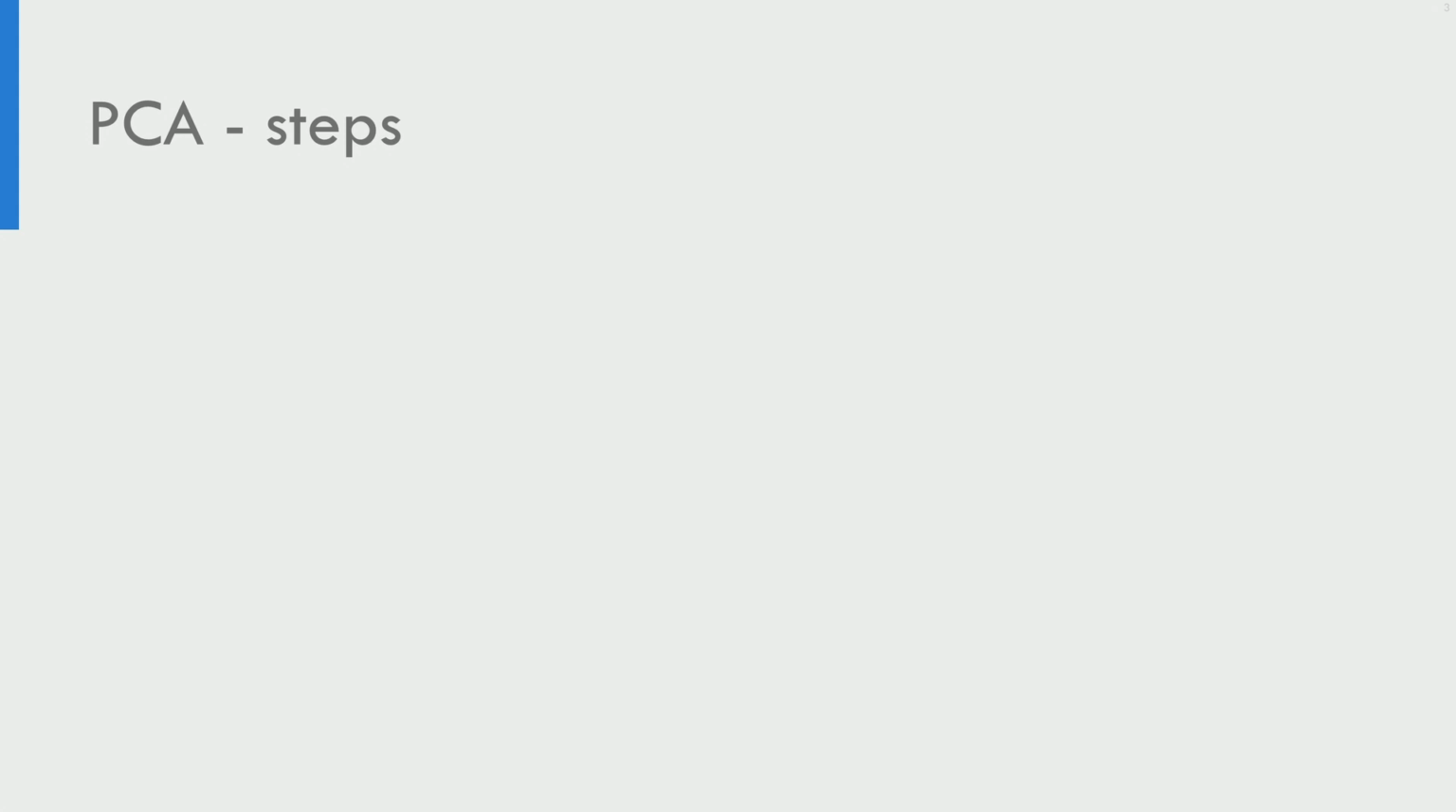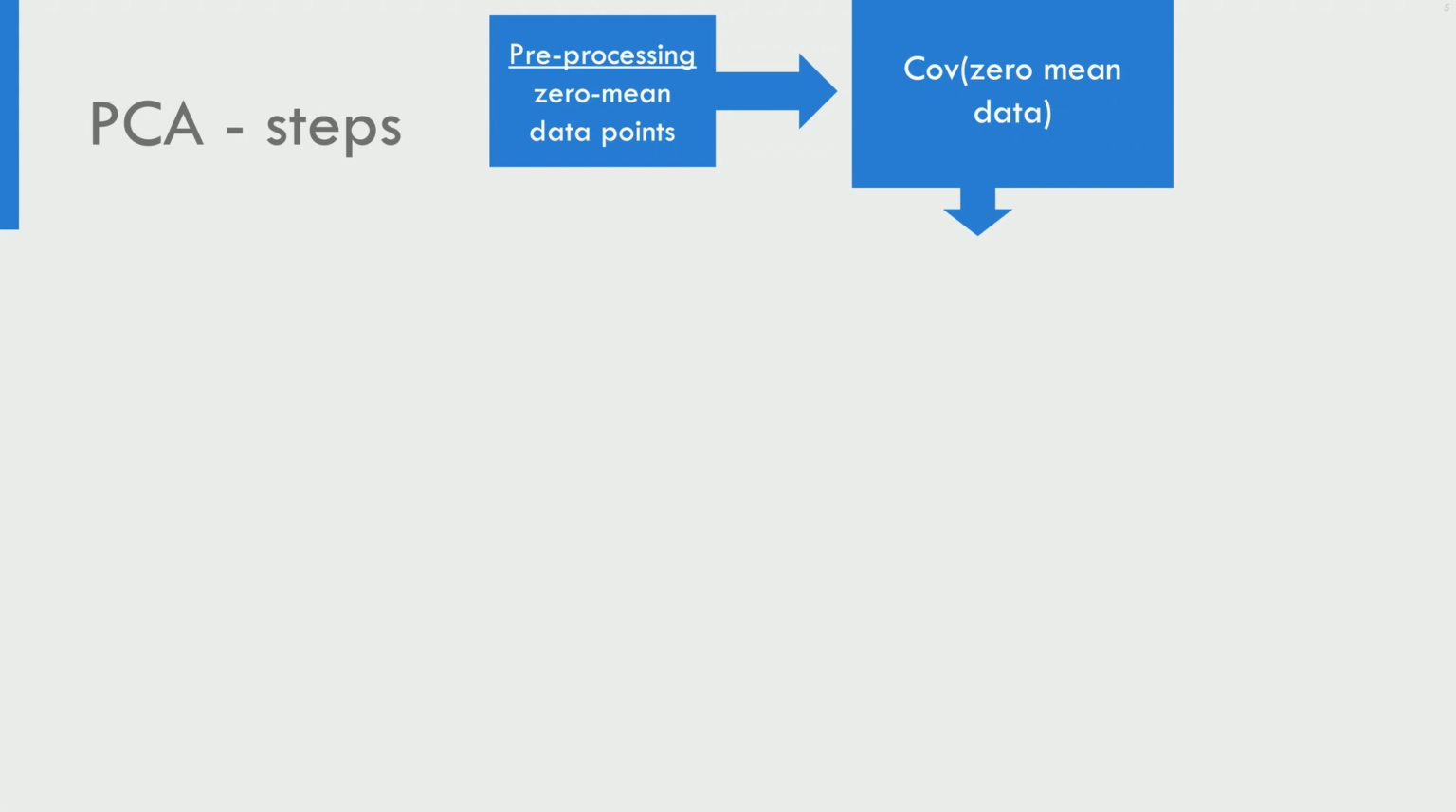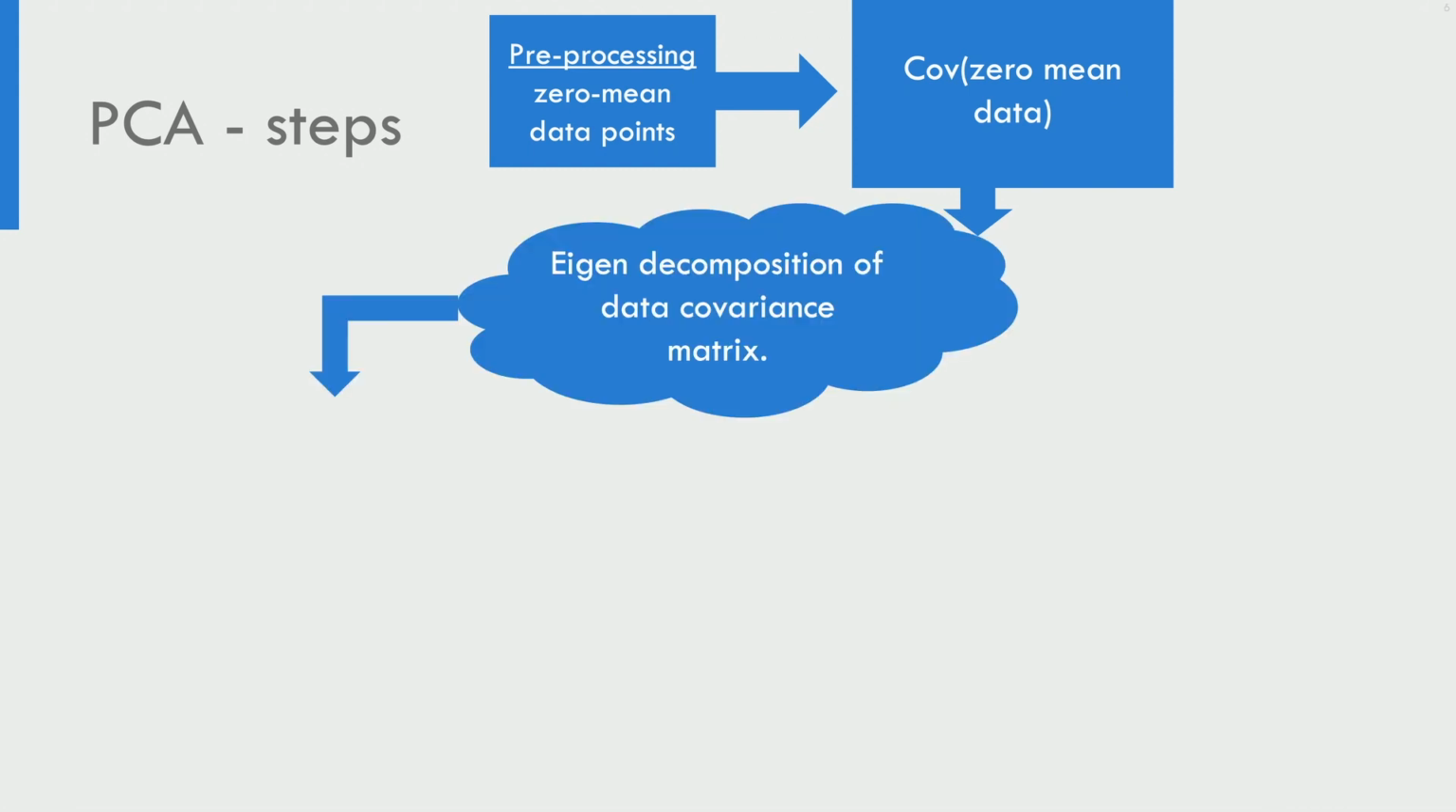We can summarize the steps for PCA in the following graph. PCA starts by pre-processing the data points. This pre-processing step centers the data points around the origin so that the mean of the data features is always 0. This will be our data points from now on. The next step in the PCA is to compute the covariance matrix of the pre-processed data. That will be the input to the eigenvalue decomposition step.